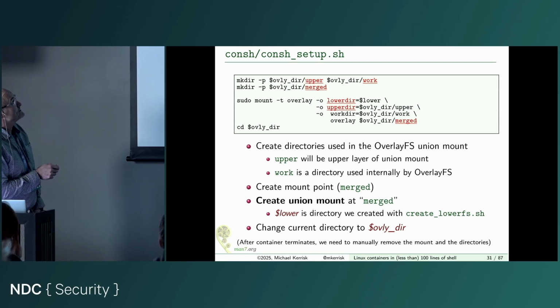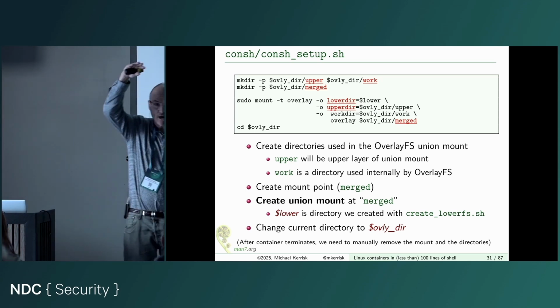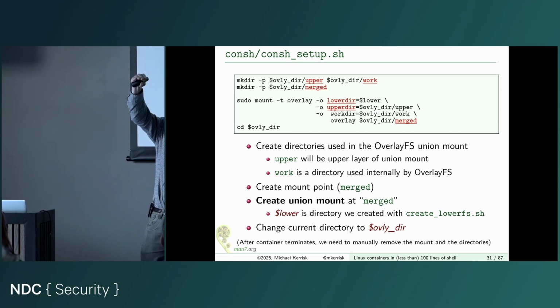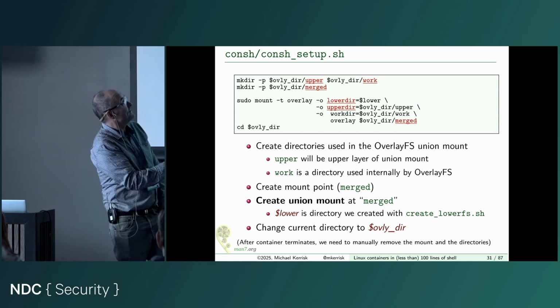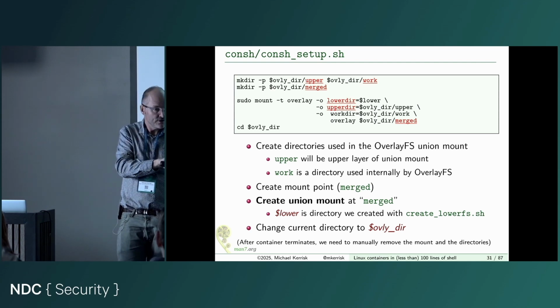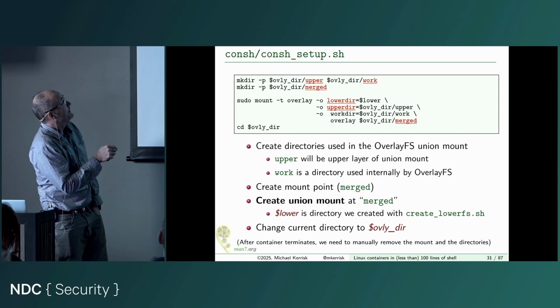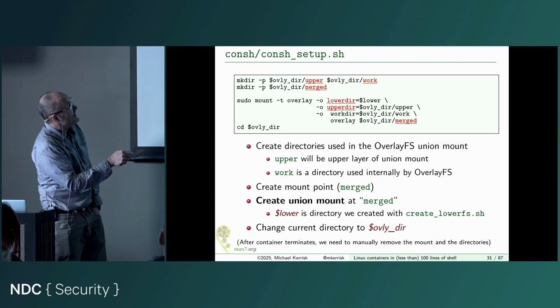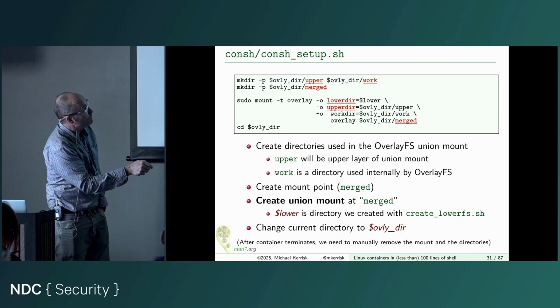Well, I'm making some directories. In my overlay dir, I'm making an upper directory. That's going to be my read-write upper layer in my overlay file system mount. The work directory that is needed for OverlayFS. And the mount point, where the OverlayFS is going to be mounted. Then I do the mount. Sudo mount -t overlay. There's my lower directory. There's my upper directory. Here's my work directory.